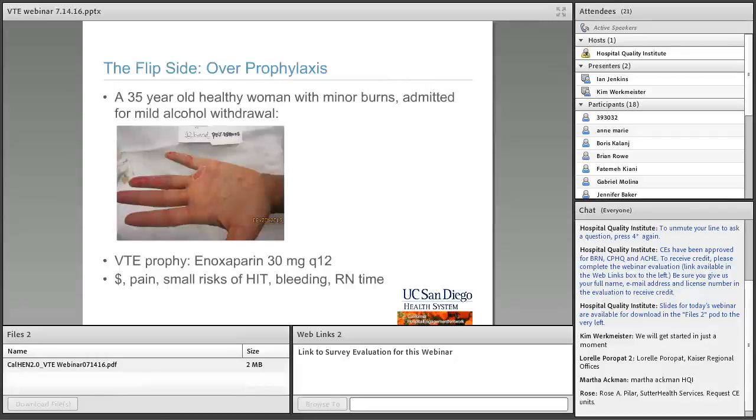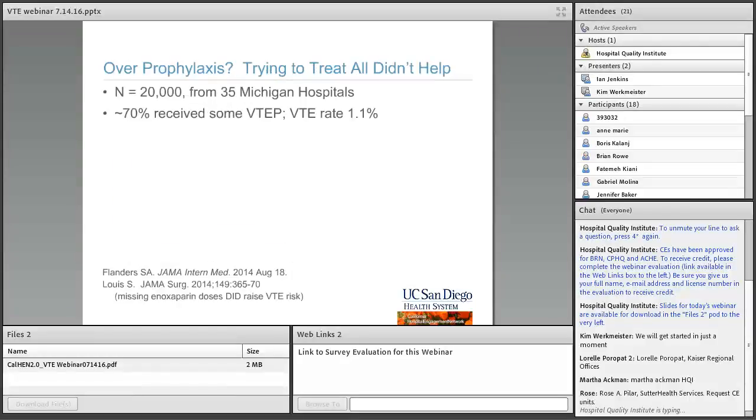Of course, giving patients too much prophylaxis is expensive. It hurts. It wakes people up. It can cause delirium. And there are small risks of getting heparin-induced thrombocytopenia or HIT. A patient could experience bleeding, bruising, or hematomas. And you're also talking about a big investment in nursing time. So we don't want to give these drugs when they're not necessary.